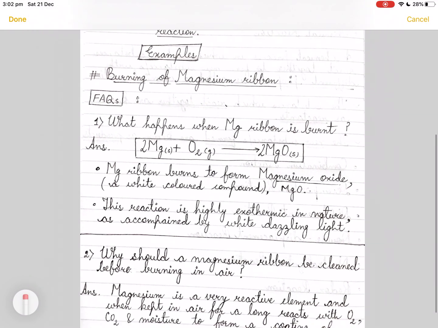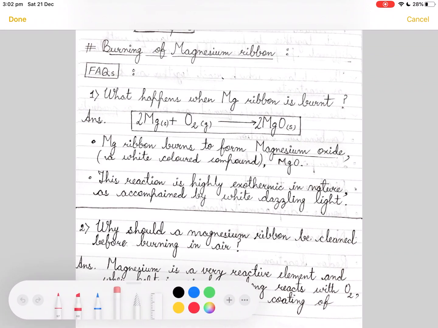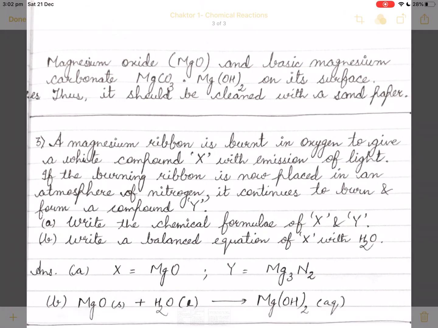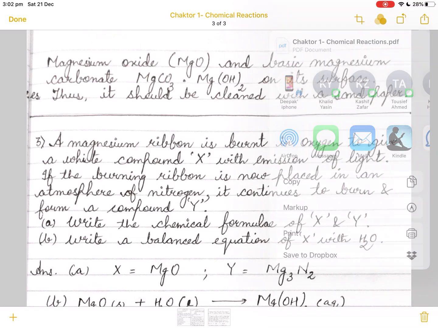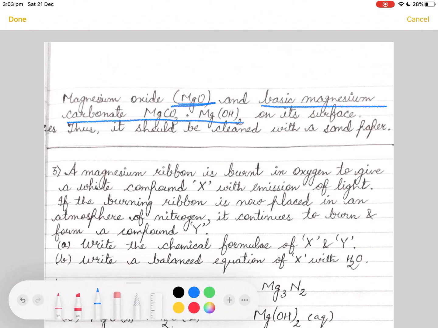Why do we need to clean its surface? Because magnesium is a very, very reactive element, so reactive that it reacts with oxygen, it reacts with carbon dioxide, and even with moisture. So what happens when it reacts with all these things? Yes, here we go. We have the formation of magnesium oxide, and we have the formation of a basic magnesium carbonate layer, which can be understood as MgCO3 dot Mg(OH)2.